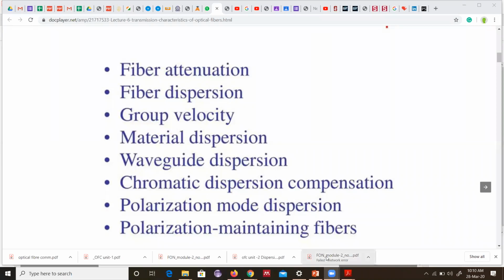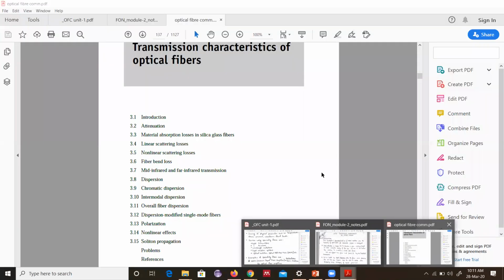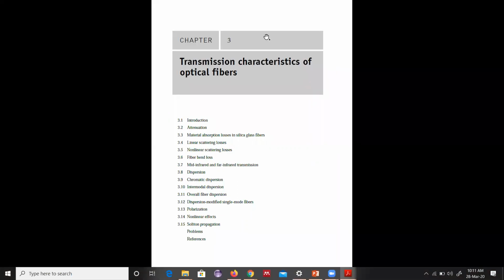So we'll move on to the second module. If you have any doubts regarding the first module, you can just ask for a minute, so that I can start with module 2, that is transmission characteristics of optical fibers.